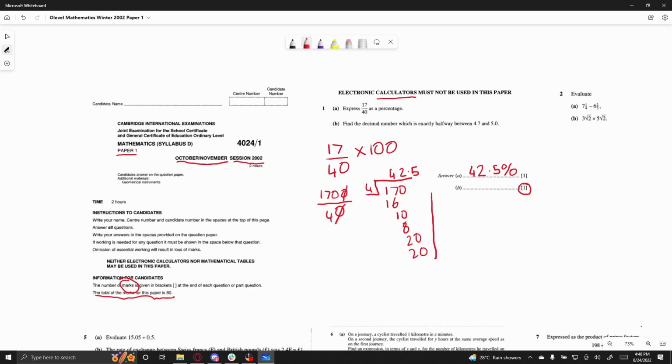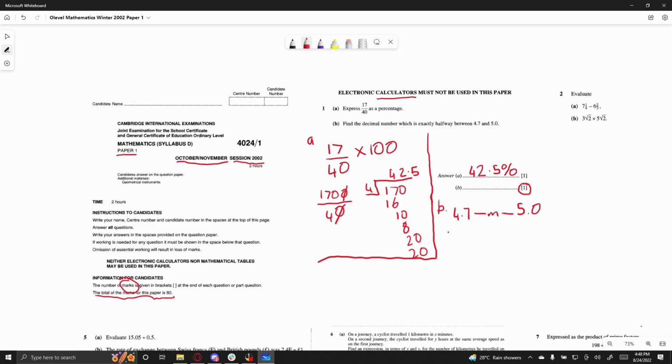Let me just make a little division. I used to do this when I took these papers as a kid as well. Just make a division there so that we can do our question part B. This is part A, this is part B. So part B is find the decimal number which is exactly halfway between 4.7 and 5.0. So you want to find the number which is the midpoint of 4.7 and 5.0.